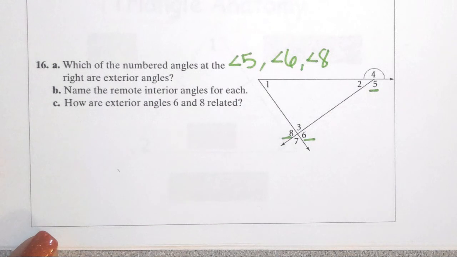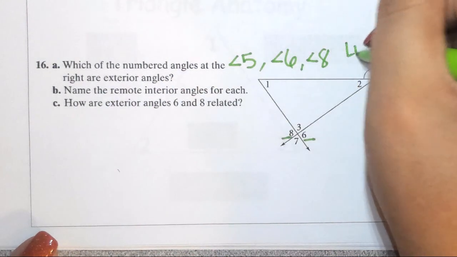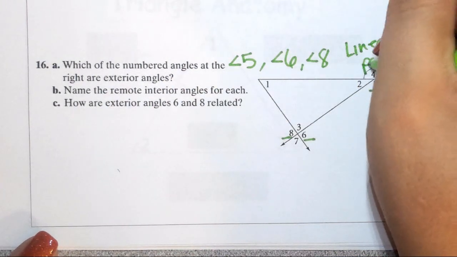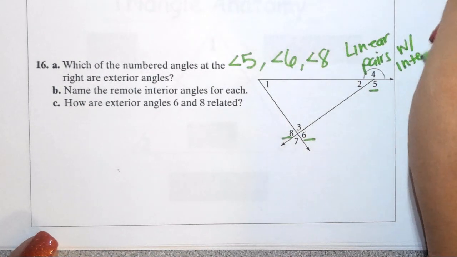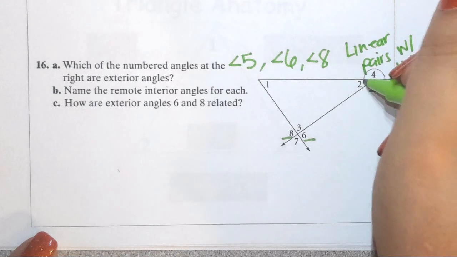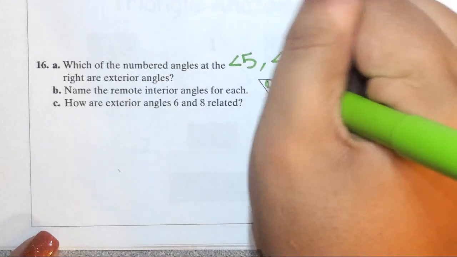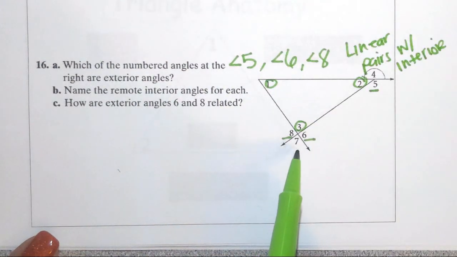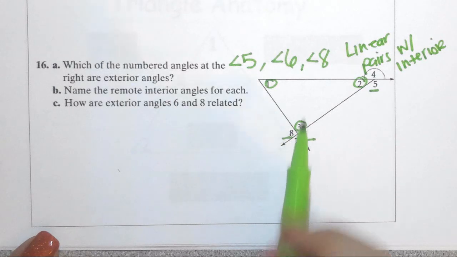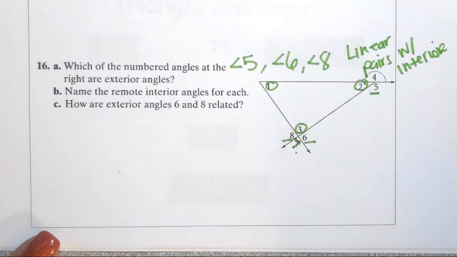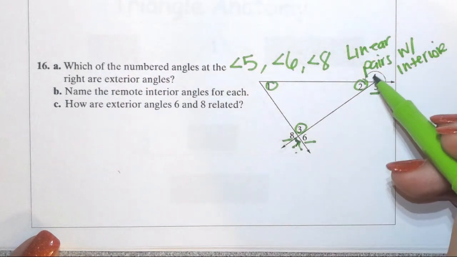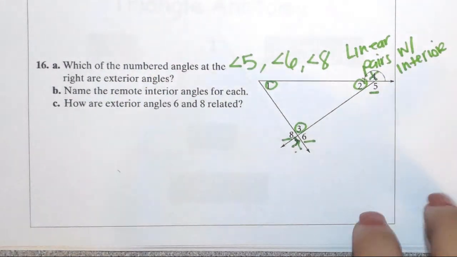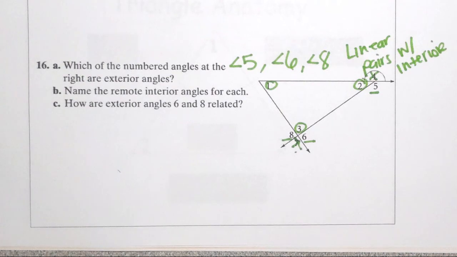Okay, remember, exterior angles have to be linear pairs with my interior angles. So what are my interior angles? 1, 2, and 3. Angle 7 is not a linear pair with 3. What about angle 4? It's just a straight angle. It's not really anything. So, all right. That's all I wanted y'all to know on that one.